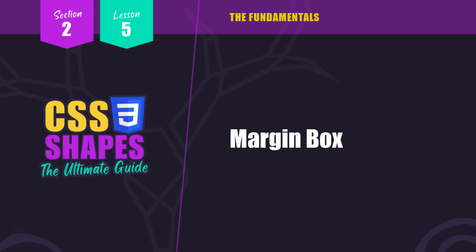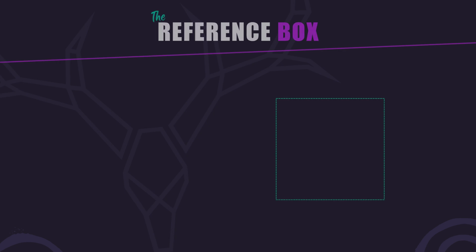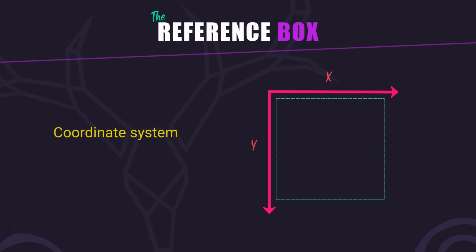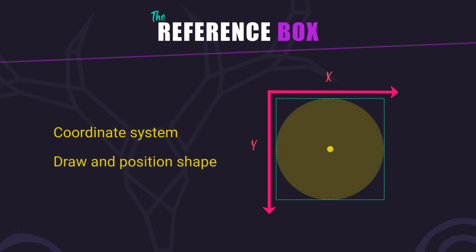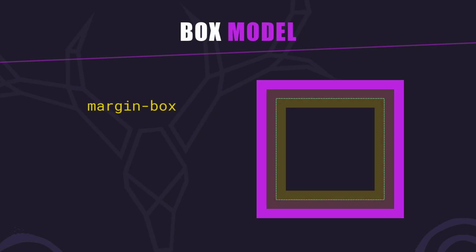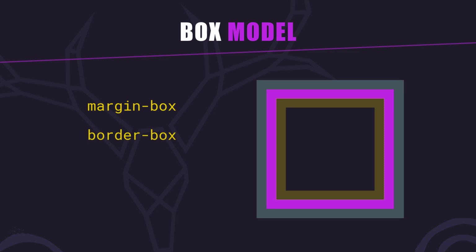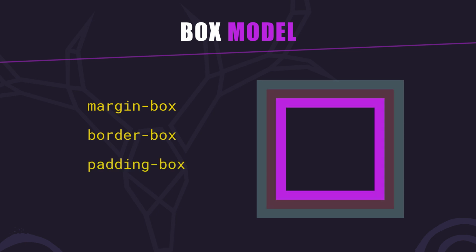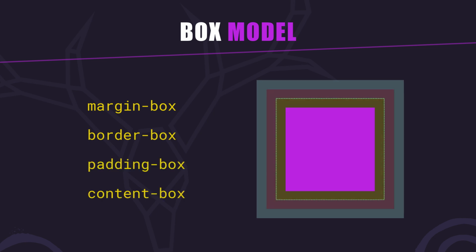So as we covered briefly earlier in this module, the reference box is a virtual box that contains the shape. It establishes the coordinate system, and it controls how the shape will be drawn and positioned. It's created using CSS box model values: margin box, the default, border box, padding box, and content box.